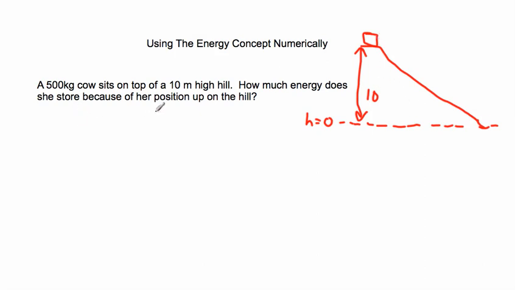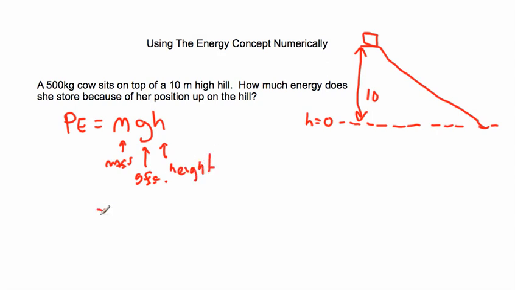And the question says, how much energy does she store because of her position on the hill? So there's a relationship between the height of an object and how much energy it stores. And when it's up high, it stores energy positionally. And so the relationship looks like this. The amount of energy stored positionally is related to the height, like this, where m is the mass, g is the gravitational field constant, which we've seen before, and h is the height.